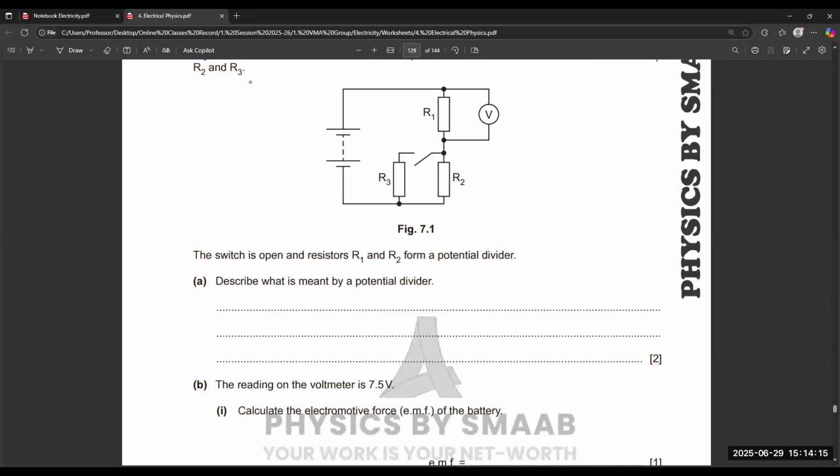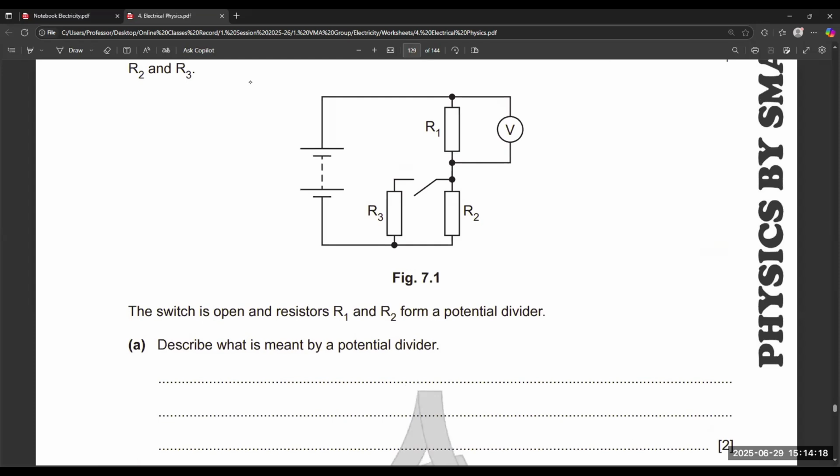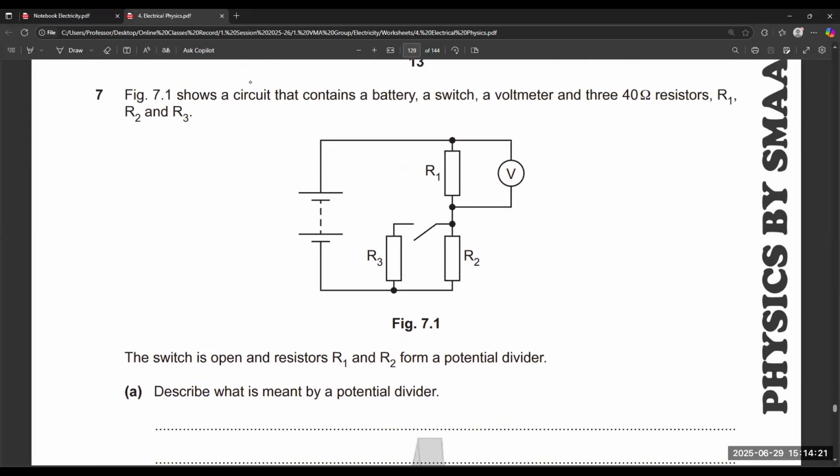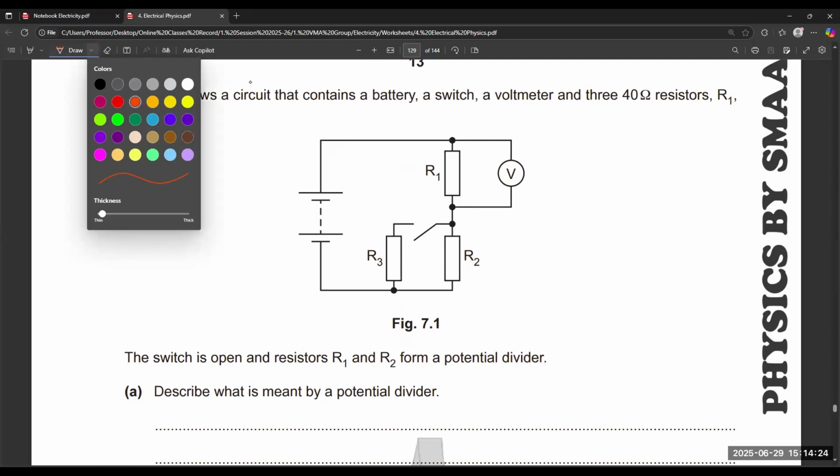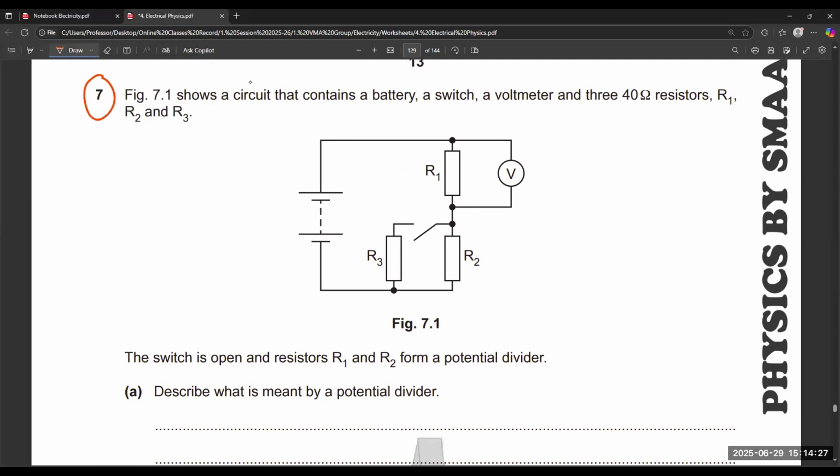Okay, this is one question. In this question, you can see we have both series and parallel combinations given. Question number 7, figure 7.1 shows a circuit that contains a battery, a switch, a voltmeter, and three 40 ohm resistors R1, R2, R3. So the resistance of all three resistors is the same, 40 ohms each. And the switch is open. As you can see in the diagram, one resistor is connected with the switch. The switch is open, which means R3 is not part of the circuit right now. R1 and R2 form a potential divider.